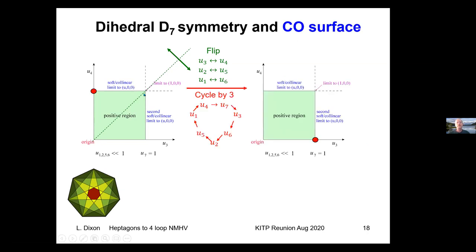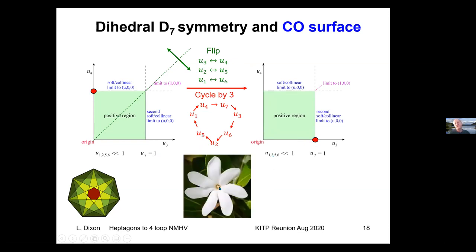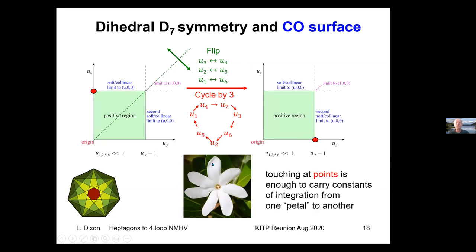The cycle, however, you find that if you cycle by 3, because U7 is 1 and U4 is 1 at this point, it moves over to here, where U3 is 1 and U4 is infinitesimal. And so you get this nice situation where the CO surfaces are like the petals of this flower. They each touch at one point. So that's a little sort of mnemonic to remind you how things fit together.